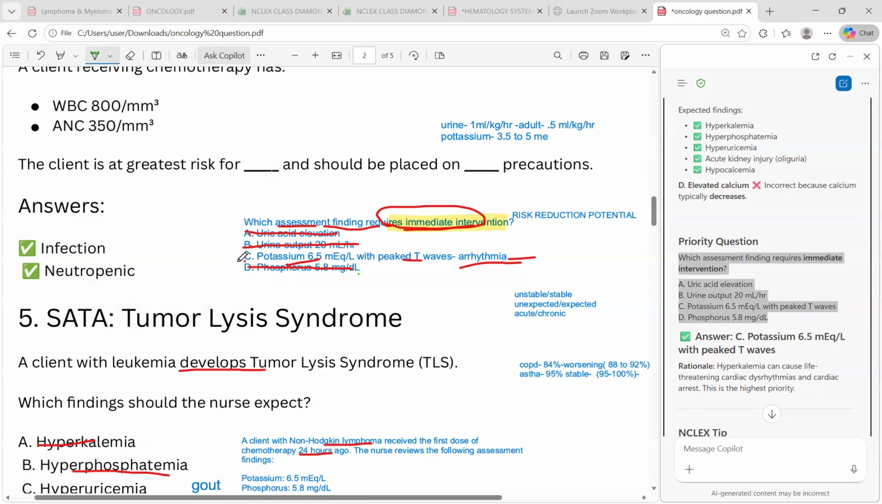Understood? It is a simple question, but we should know the hidden strategies and the hidden rationale behind each option. If we know it, it will be easy for question analysis. So the correct answer is option C, potassium 6.5 with the peaked T wave, because there is a risk for dysrhythmia. Dysrhythmia or arrhythmia is a life-threatening complication. So that option needs the highest priority compared with the other options. Any doubt on this question analysis?